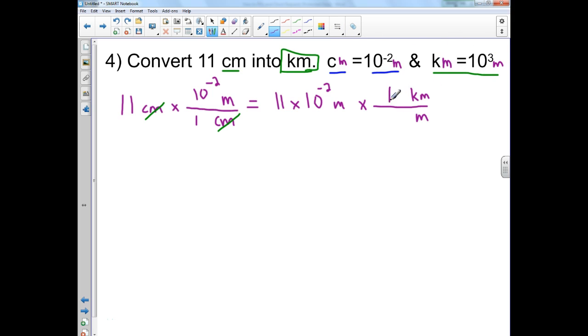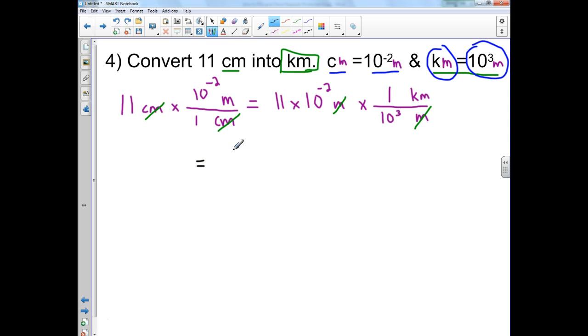It says 1 kilometer, that's the left side of the equation, is equal to 10 to the 3 meters. 10 to the 3. Okay, why do I put my meters on bottom? Because meters divided by meters is 1. By putting meters on bottom, I get these meters to cancel out. And so what are you left with?